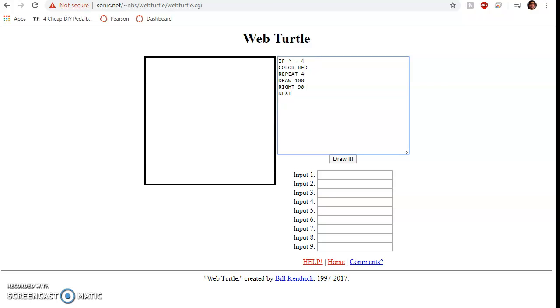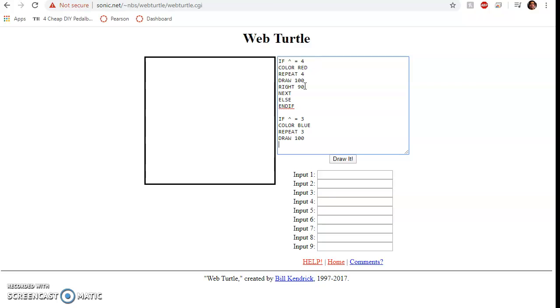Next. Else if. And then for the next one, if caret equals 3. And just for some variation, let's do this one in blue. I found out how to draw a triangle, and it's going to be an equilateral triangle, I believe.